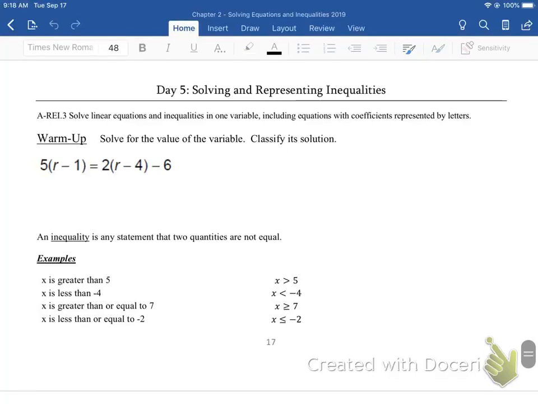Day 5, solving and representing inequalities. All right, let's start with the warm-up.